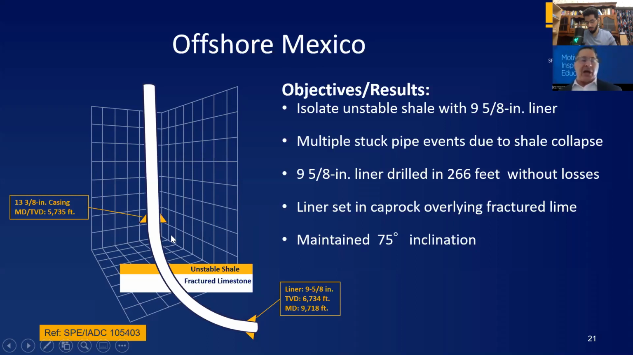And what happened? They had a geologist on location. They did see the top of this cap rock. The liner stopped right here. No losses sustained. Got a great cement job. We were able to drill out with seawater and drill through the fractured limestone very successfully. They drilled 266 feet without losses, maintaining a 75-degree inclination after the liner job. Very successful job. Pemex went on to do probably 10 to 12 more of these similar type liner jobs where you had this breccia shale exposed.